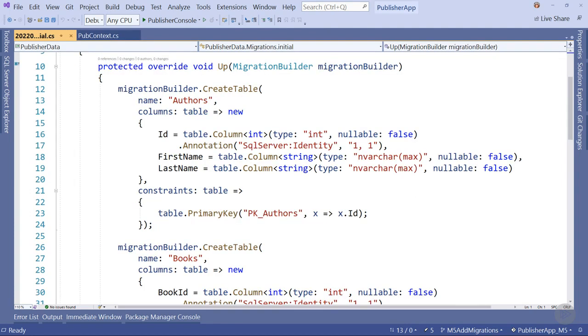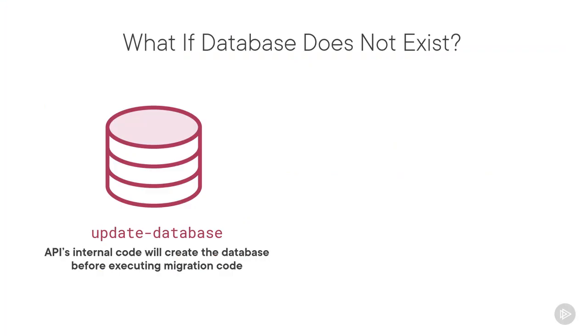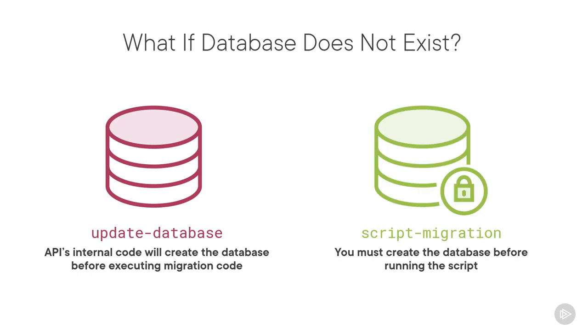In fact, if we look back at the migration, there's nothing in there that says create the database. That's actually handled by the internal code inside of migrations, which first checks to see if the database exists or not before the migrations run. If it doesn't exist, then EF Core will first create that database at the given location. If you've created a script and you're running that, you will be responsible for creating the database yourself.